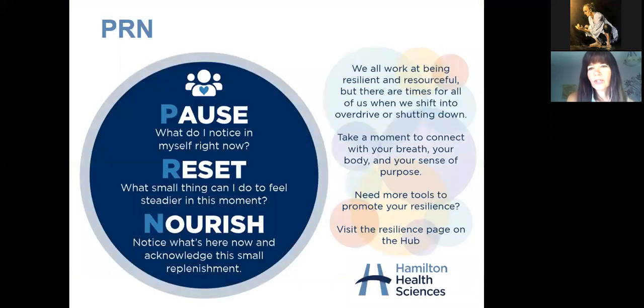So folks, what I just took you through was our little resilience framework here that we refer to as PRN, or Pause, Reset, Nourish. And I'm going to say those initials were not an accident. We know in healthcare that those initials mean something very specific to many of us who work in healthcare, that this is something that we document as needed, right? And so the encouragement here, the invitation here is to engage in this practice, in this framework as needed many, many times throughout the course of our day.